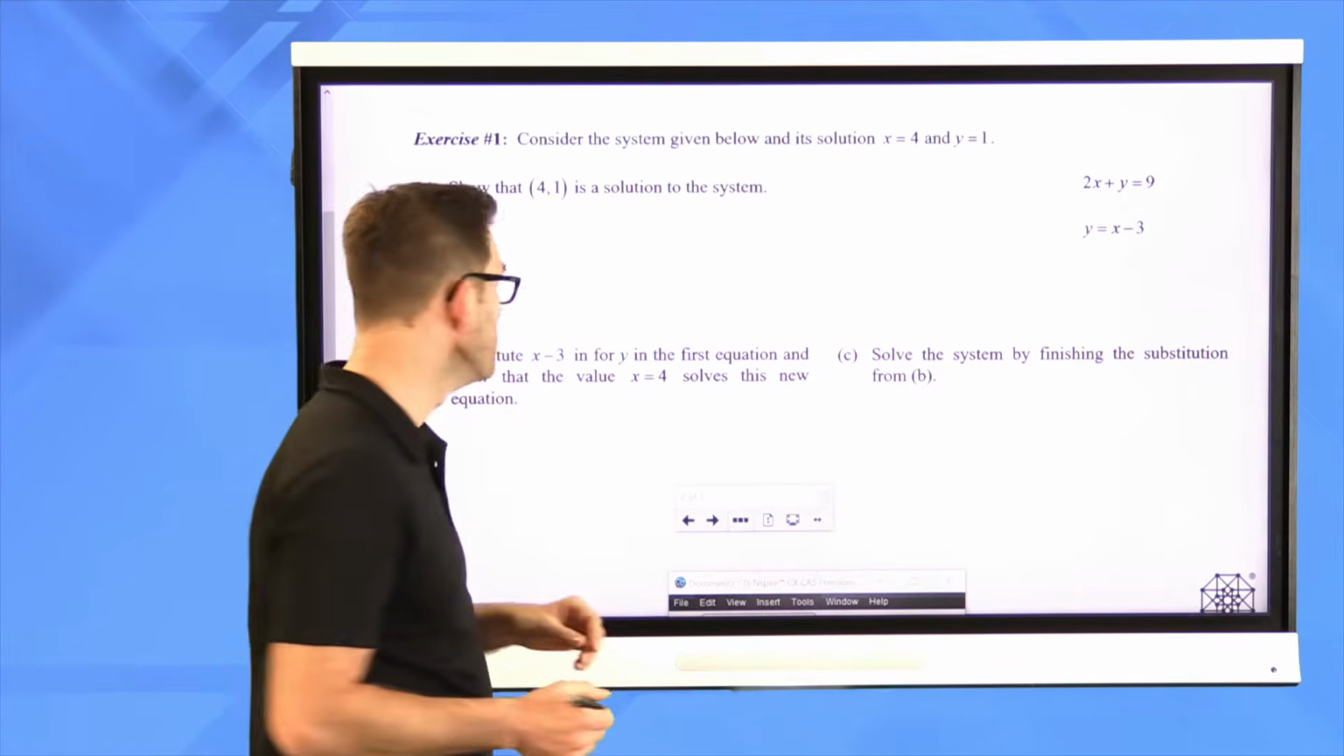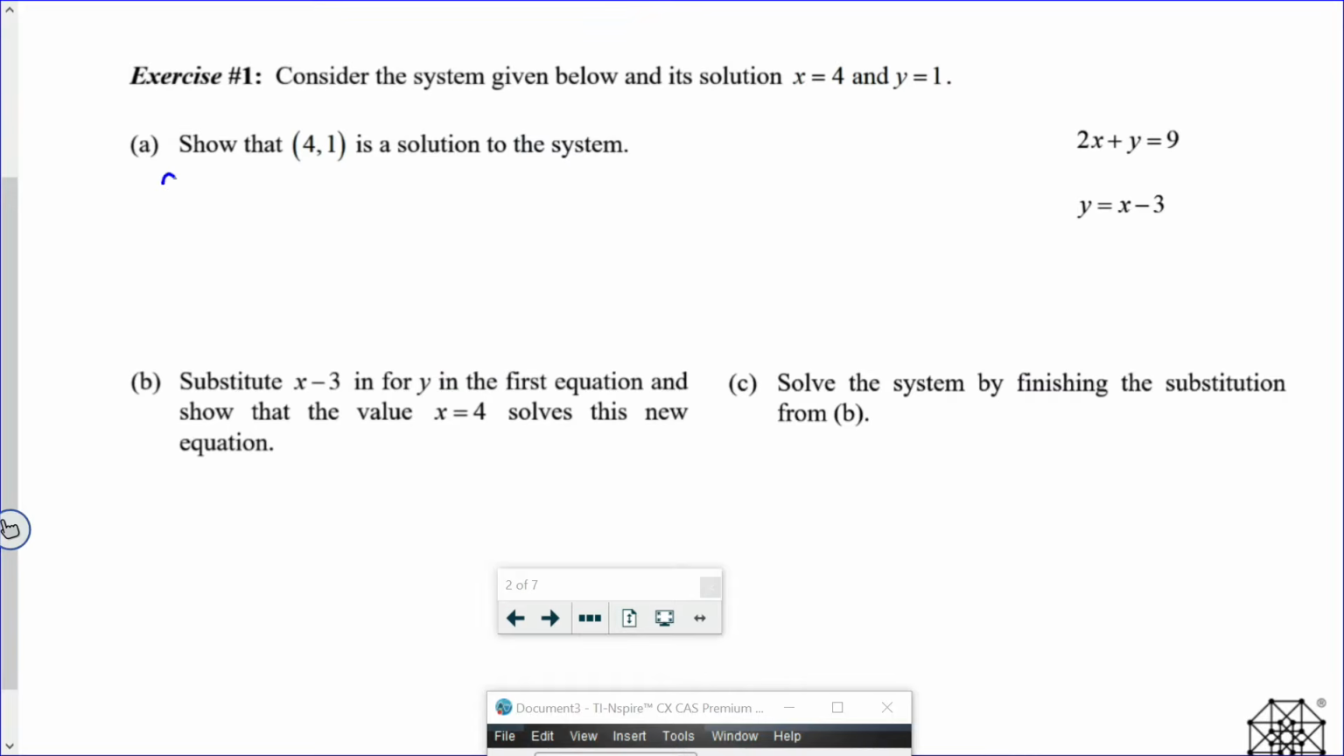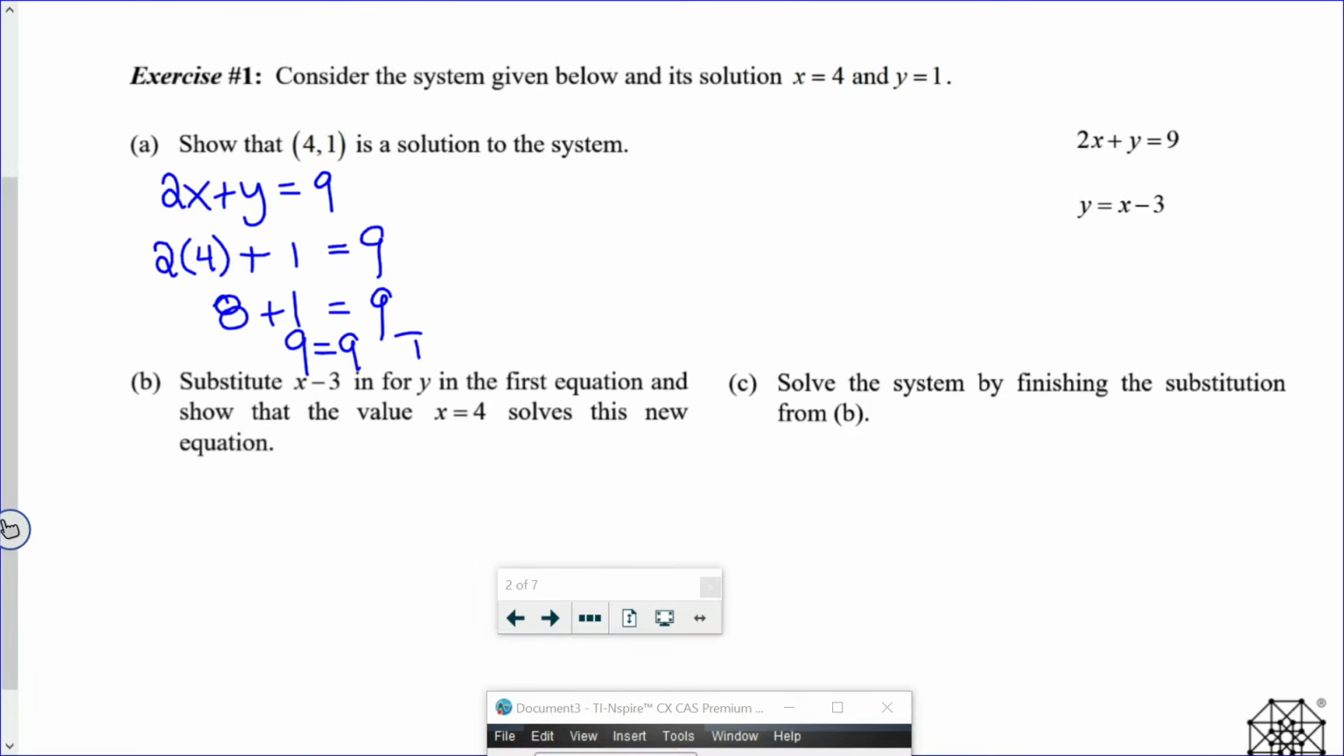So let's do it. Simple enough. I'm going to write down my first equation, 2x plus y is equal to 9. I'm going to substitute the 4 in for x. I'm going to substitute the 1 in for y. Right? 2 times 4 is 8. 8 plus 1 is 9. And 9 equals 9. Right? That's true. All right. Now I'm going to take y equals x minus 3.